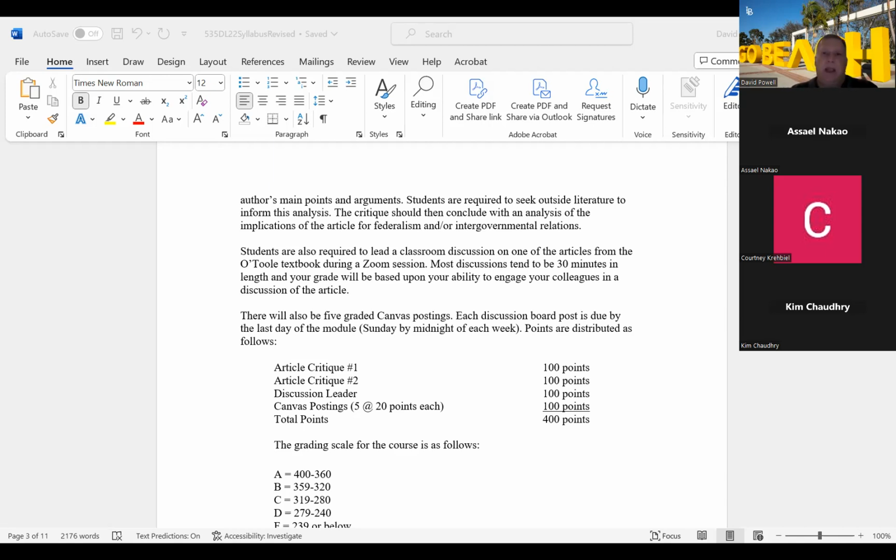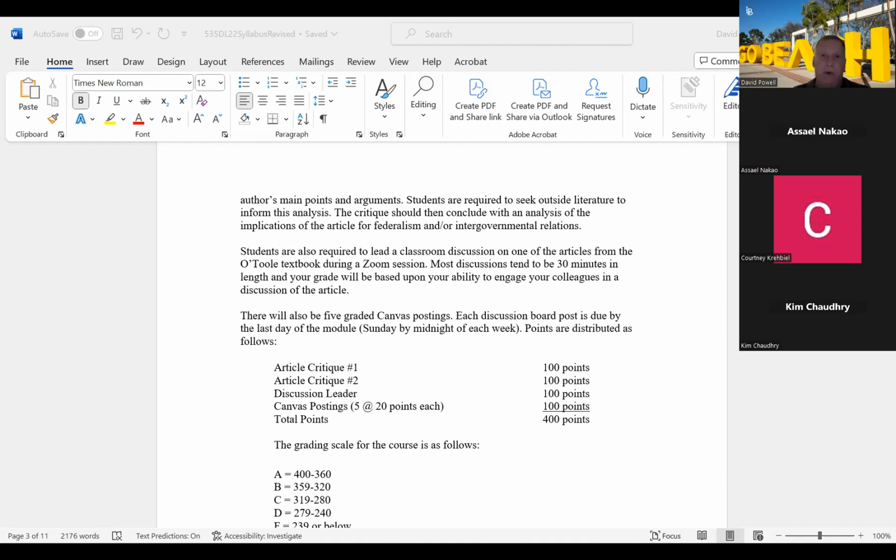Then next we have our Canvas postings, and you all are very familiar with this. You've been doing this hopefully in all of your courses in the program. So we have a total of 5 graded Canvas postings in this class. There's a total of 6 Canvas postings that you can do. 5 of them will be graded. So essentially, if you do the first 5 and you're happy with your grades on those first 5, you don't have to do number 6.